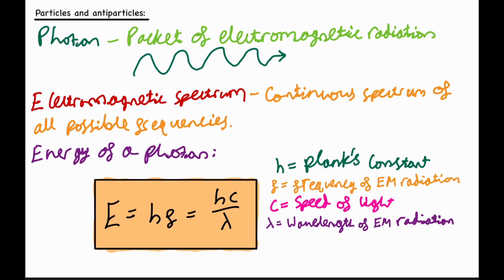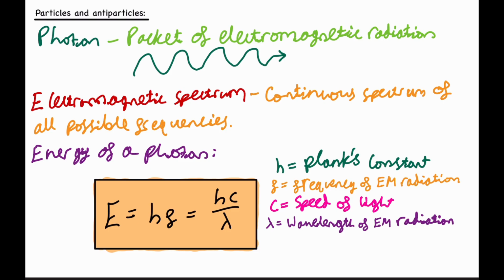So let's go into a photon. A photon is a packet of electromagnetic radiation. So say you have light or electromagnetic radiation, a photon is like a small packet of it. So the smallest you can get if you try to split light up into packets.